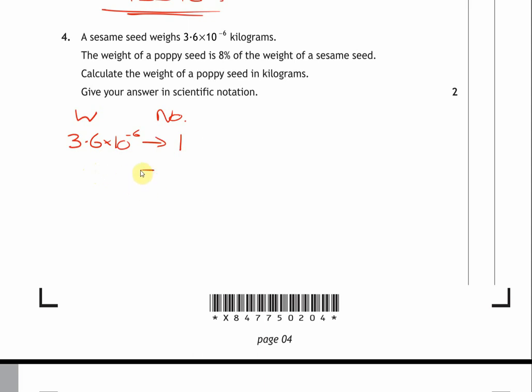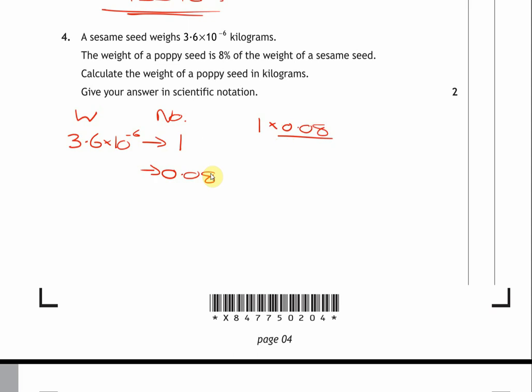Now, we know the relationship between a poppy seed and a sesame seed. The weight of a poppy seed is only 8% that of the weight of a sesame seed. So say this is 1 sesame seed, then if we multiply this by 8%, the weight of 1, or the number that we are going to put here, is going to be 1 multiplied by 0.08. So we would then pop this value in here.